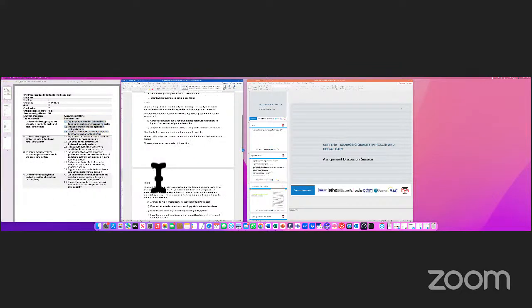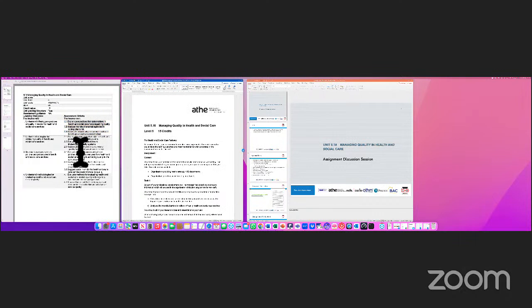Now, what I've done here is I've used both the unit specification, which is this document on the left, the first document, and then the assignment brief that you see, to convert that into, so this is what is called the US, the unit specification, and this is AB, which is basically the assignment brief. So I've used both of them and I've converted them into a PowerPoint presentation, which is what we will use for the discussions of our assignment.